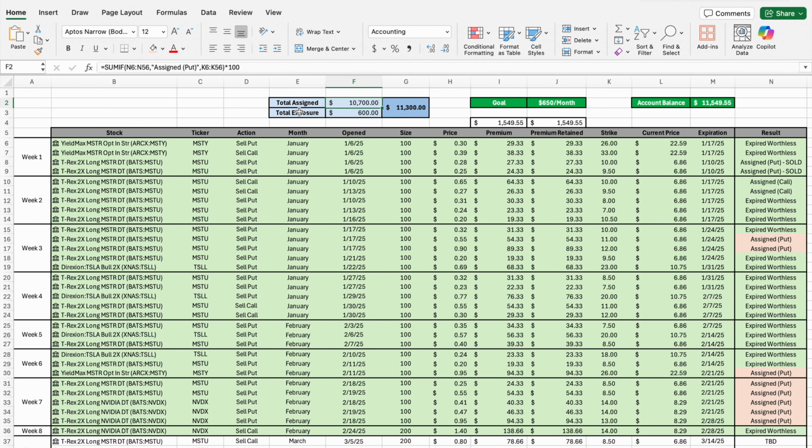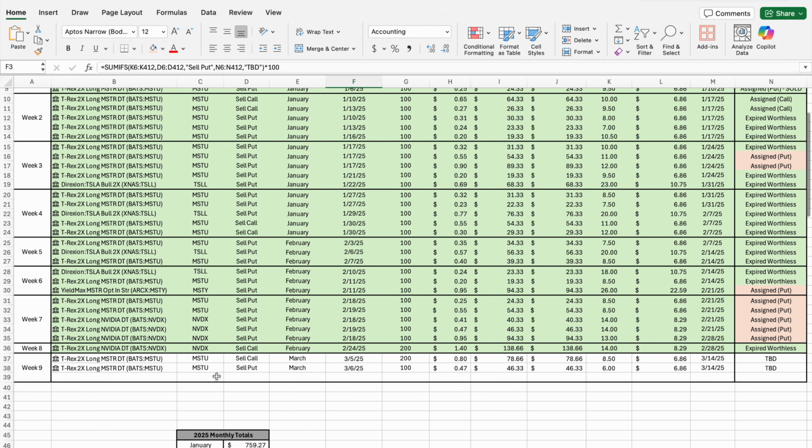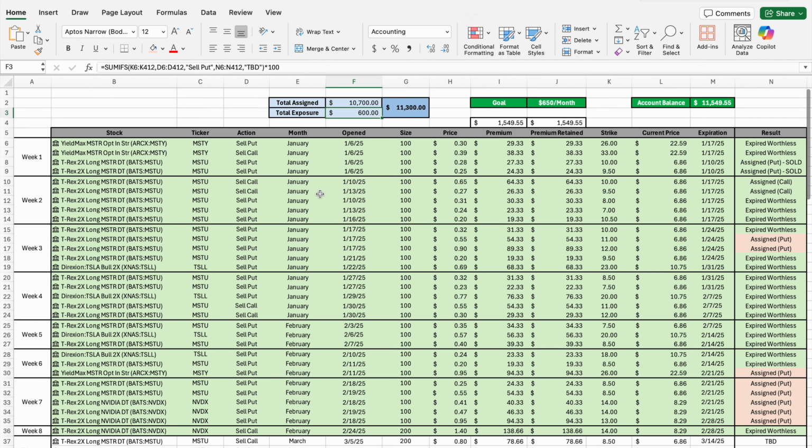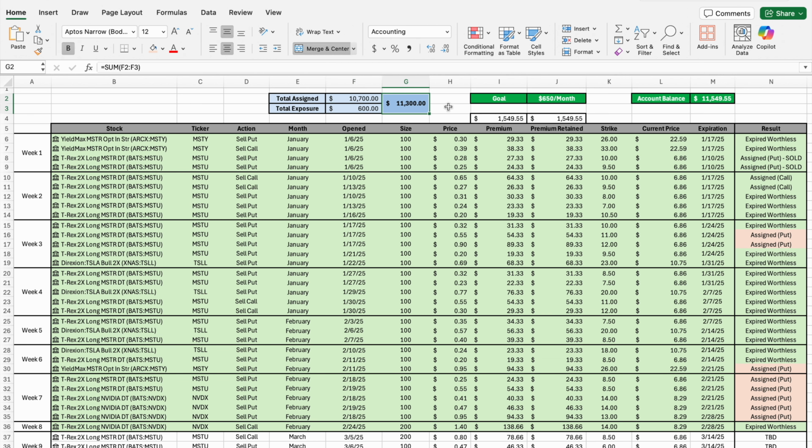Total assigned hasn't changed, $10,700. Total exposure, there's that $600 from that put contract that I sold today. And that brings our total up even higher to $11,300 of resources utilized in these contracts. Account balance, $11,549. So we're about $250 under our absolute max account balance.